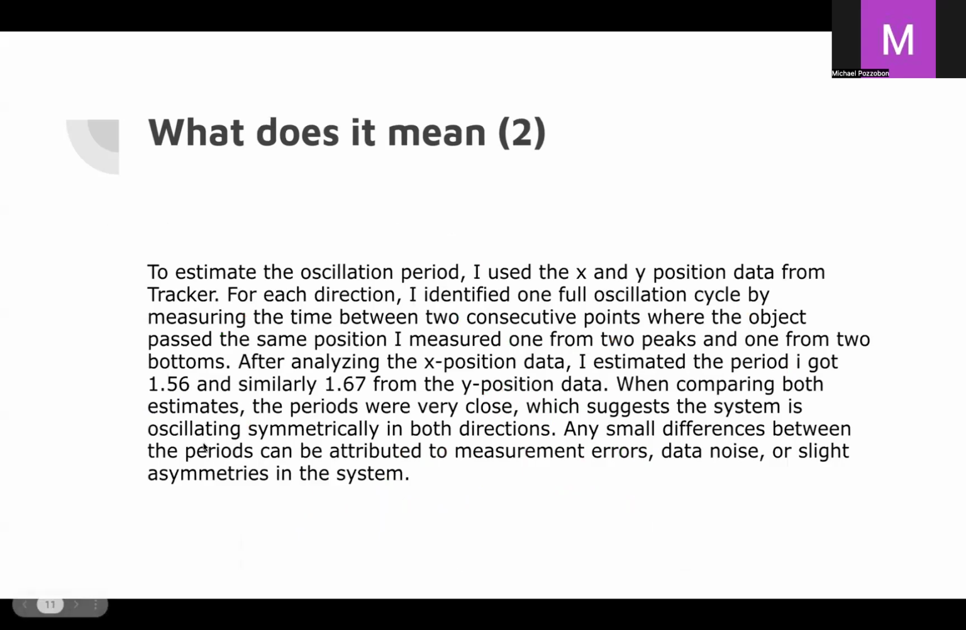All right, what does it mean, part two? To estimate the oscillation period, I used X and Y position data from Tracker, as we just showed. For each direction, I identified one full oscillation cycle by measuring two consecutive points at the peaks of each graph. After analyzing the X position data, I estimated the period and got 1.56, and 1.67 for the Y position data. When comparing both estimates, the periods were very close together, which suggests the system is oscillating symmetrically in both directions. Small differences there can be measurement errors, noise, or asymmetries in the system.